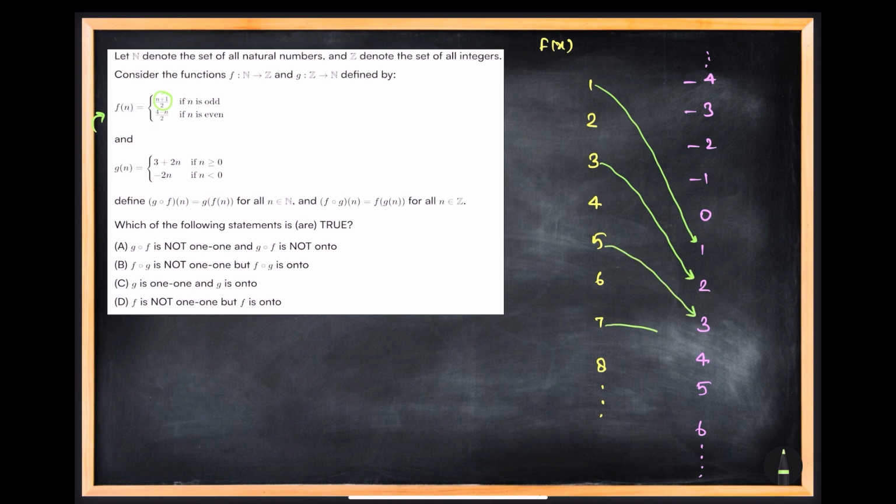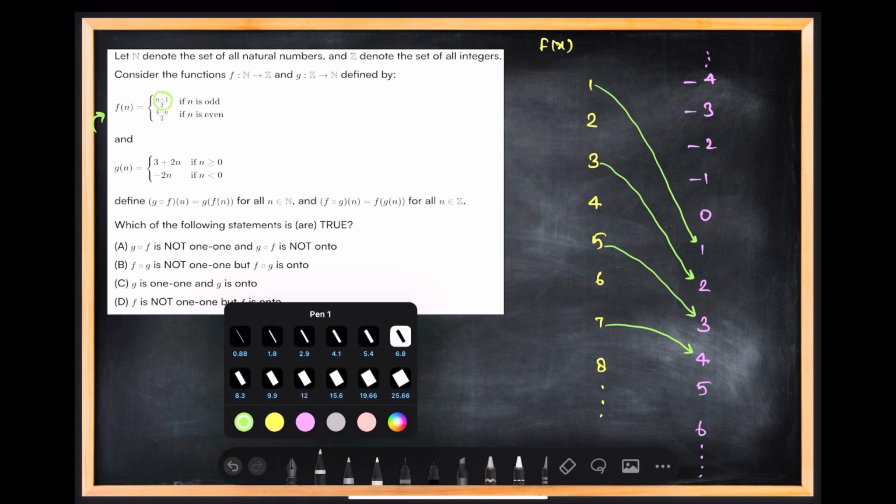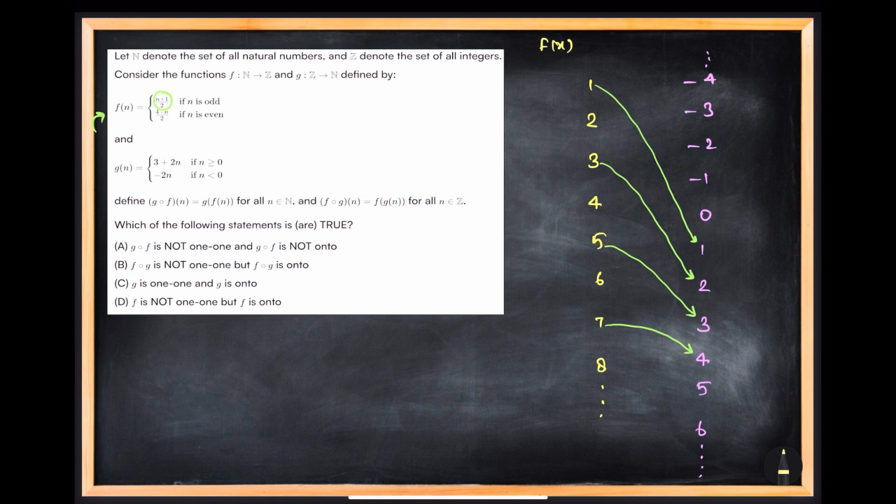So I think you guys got the pattern that odd numbers are getting connected with consecutive natural numbers. Now think about even numbers. If n is an even number, then it is (4 minus n) by 2. The first even number is 2, so 4 minus 2 is 2, 2 by 2 is 1. So this 2 is connected with 1.